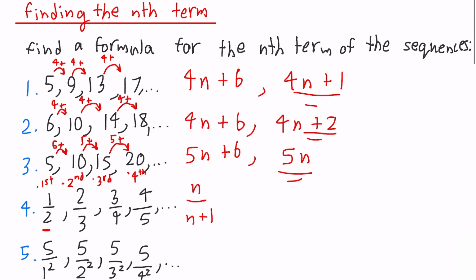What about this one? Question 5. Here you could see that is the first term, second term, third term, fourth term. So you could see that the numerator is the same, is constant. So I'll just add 5 here, and here 1 is just the placement. So first, second, third is the place. So here we'll just do n squared. So that's the answer.